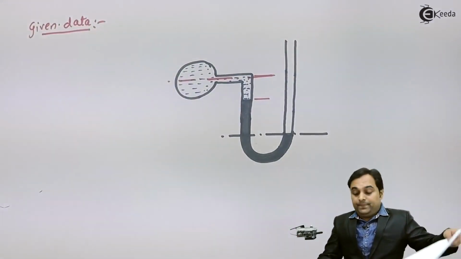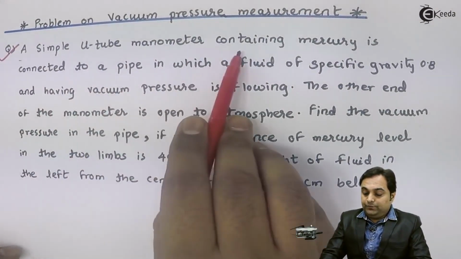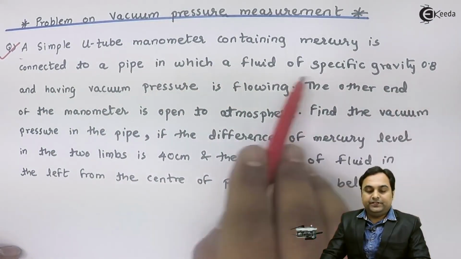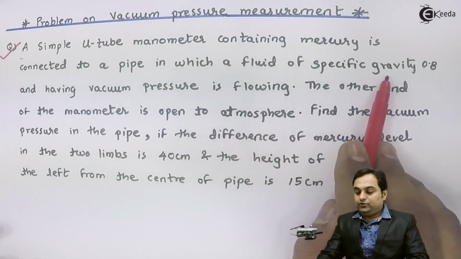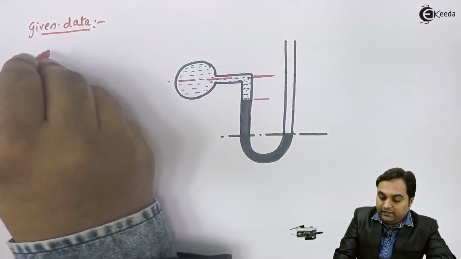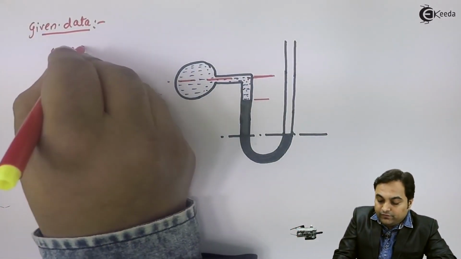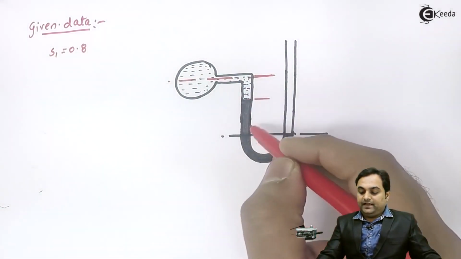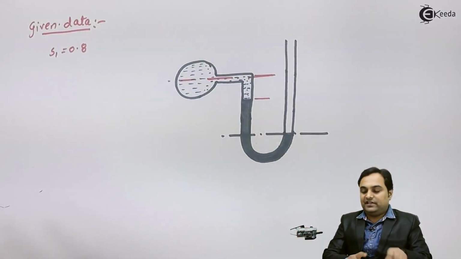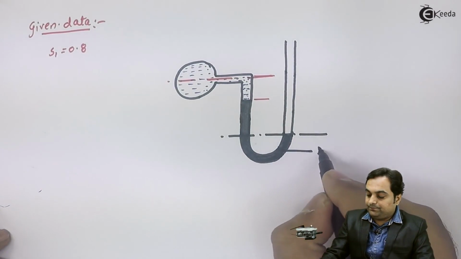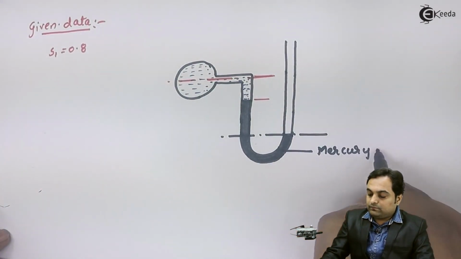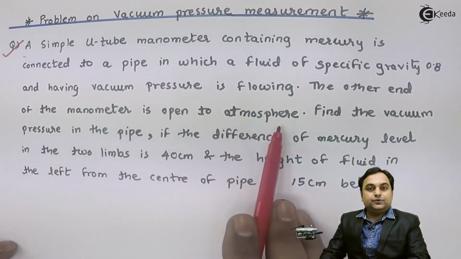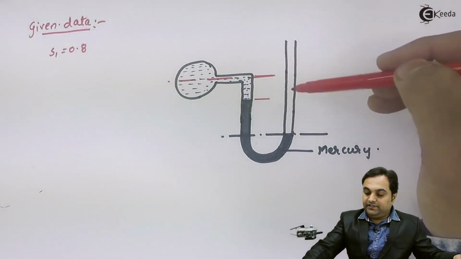In the data, the question is, a simple U-tube manometer containing mercury is connected to a pipe in which a fluid of specific gravity 0.8 and having vacuum pressure is flowing. So the specific gravity of the fluid, I'll denote it by S1, is equal to 0.8, and it is flowing inside this pipeline, and here the heavier liquid is mercury. In black, which I am showing here, this is mercury. Next, the other end of the manometer is open to atmosphere. Here I have kept this end open to atmosphere.